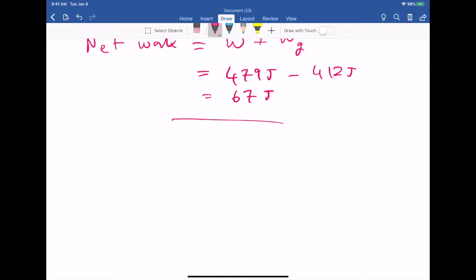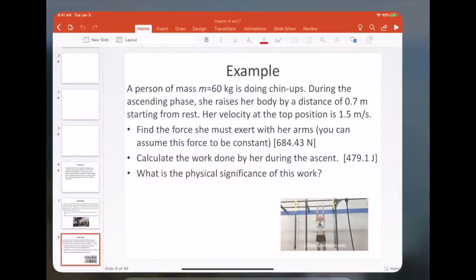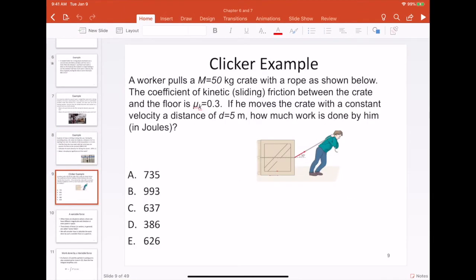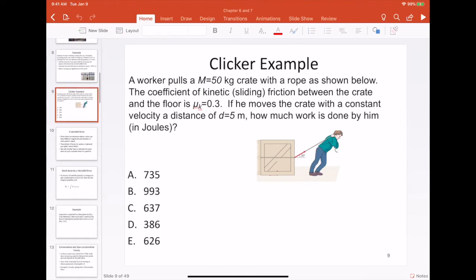All right. I have a very similar example on the next slide, which is slide number 9. So please try the problems on slide number 7 and slide number 9. Slide number 9 is very similar to this problem.